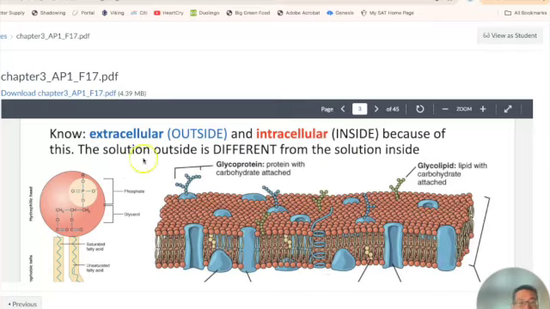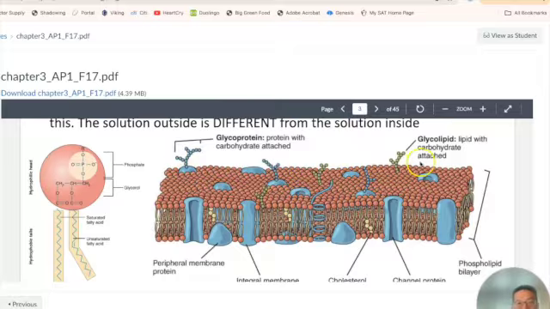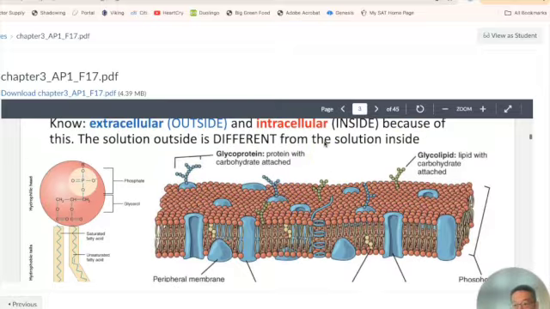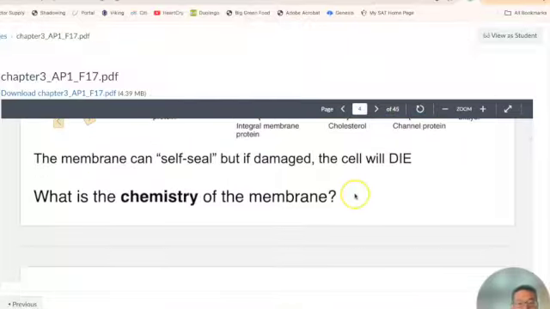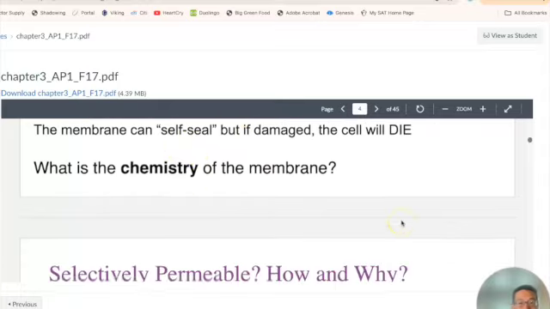So the solution outside is different from the solution on the inside. That's why there's a lipid bilayer, because let's say you go swim in the pool, and everything is absorbed, and then all your body content goes out, you're going to swell up. Okay, that's why all the cells are protected. Your skin is protecting you from absorbing things, only whatever is necessary. Membranes are self-sealing. If it's damaged, the cell will die.